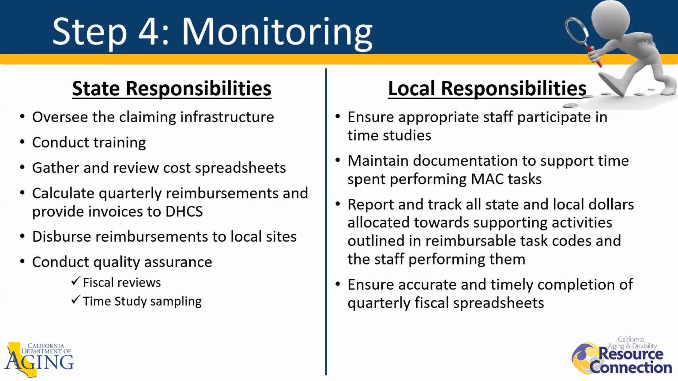So on this slide here, we have just some examples of oversight processes that need to be developed on both the state and local side. So for the state, CDA would need processes in place to oversee the claiming infrastructure, conduct training, gather and review cost spreadsheets, calculate the quarterly reimbursements, disperse payments to the local sites, and develop audit processes to conduct fiscal reviews and time study sampling.